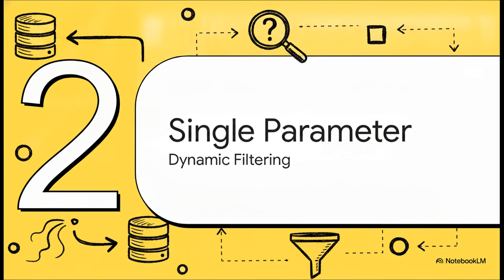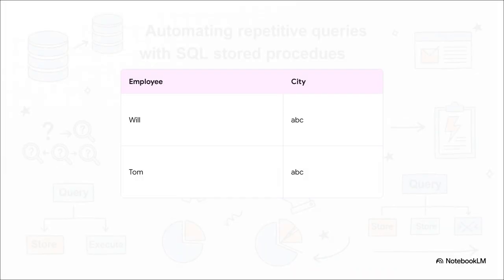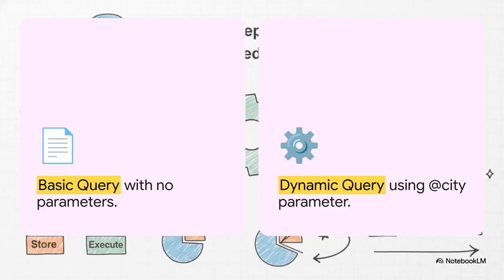Moving on to Section 2, adding a single parameter. Because getting all records is pretty static, right? What happens when we want dynamic filters? Now, what's really interesting about this slide is if we look at this mock employee table, we have employees like Will and Tom, and they both live in a city called ABC. In the real world, you don't always want every single record, right? You usually want records based on a specific condition, like grabbing only the employees from city ABC. But we definitely don't want to hard-code ABC into our procedure, because tomorrow we might need city XYZ. We need a way to pass that city name in dynamically. And here is exactly how we do it.